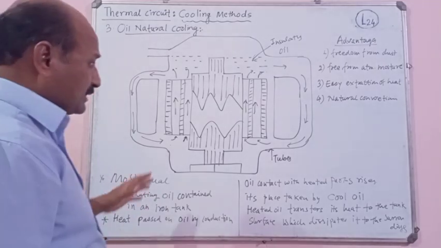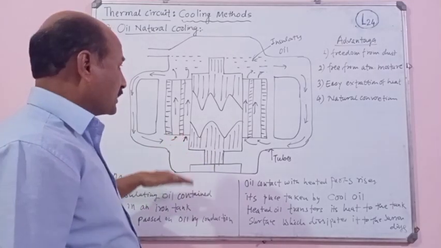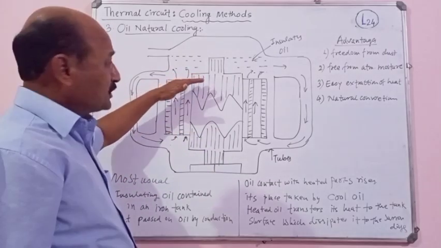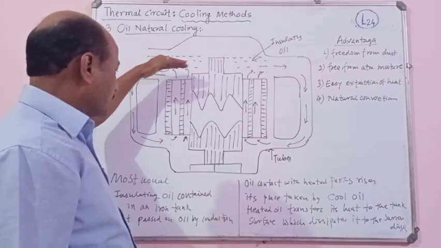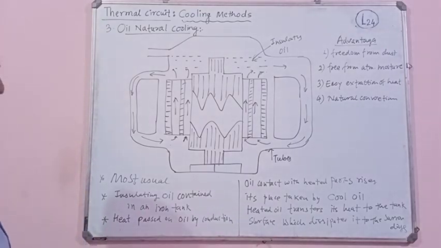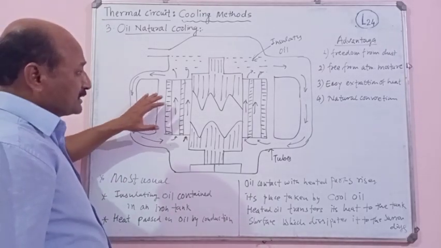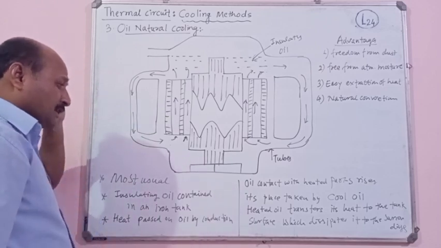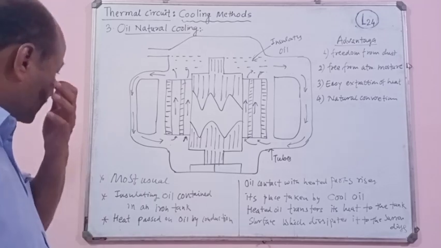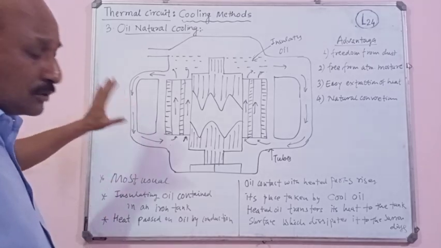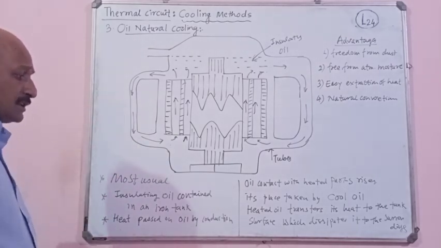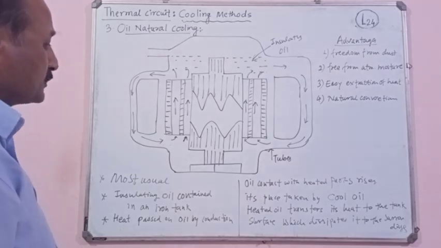Wherever the heat is generated in the transformer, what happens? That heated part is in contact with the oil, so the oil will be heated. The heated oil will rise, and the cool oil will take the place of the heated oil. So heat passes into the oil by conduction. The oil in contact with the heated parts rises in temperature. Due to that, it takes the place of the cool oil, and the heated oil transfers its heat to the tank surface, which dissipates the heat into the surroundings.